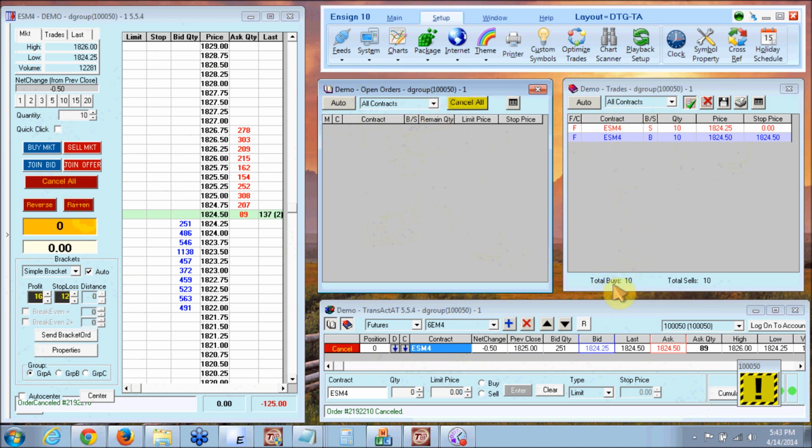Now you see that I have 10 total buys, 10 total sells, and I'm good to go for the day.